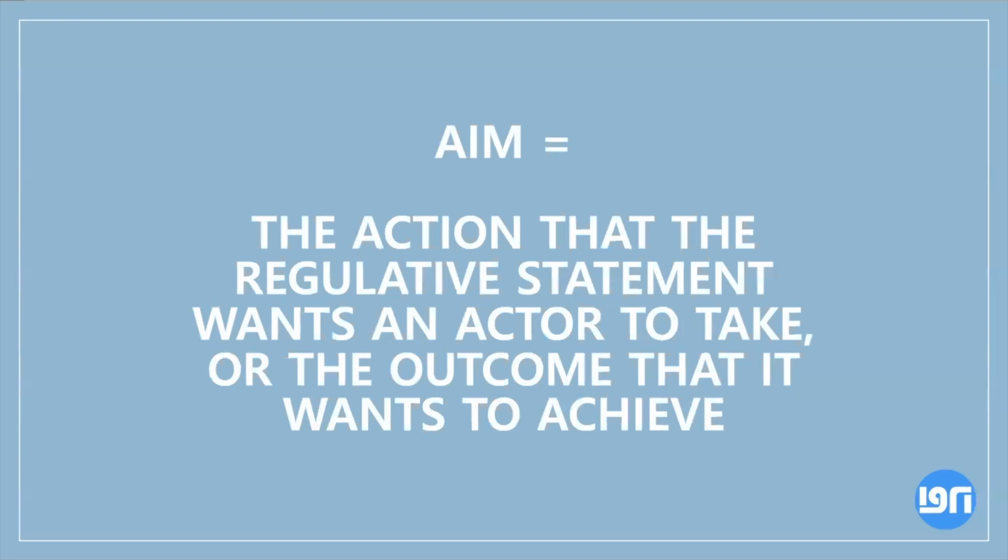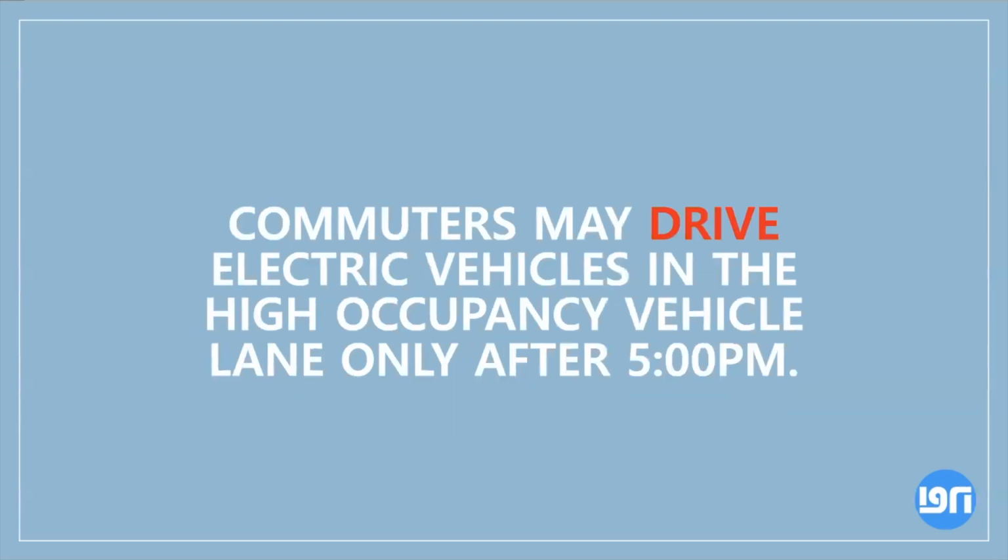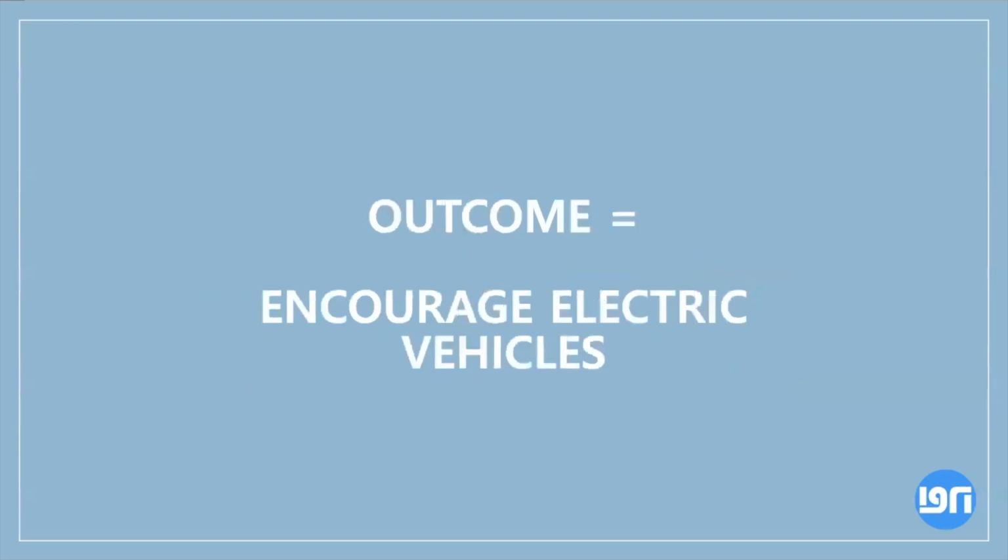The aim is the action that the regulative statement wants an actor to take, or the outcome that it wants to achieve. In our example, the regulative statement is telling commuters that they can drive in the high occupancy vehicle lane. From this, we can infer that the goal of the regulative statement is to incentivize commuters to switch to electric vehicles.